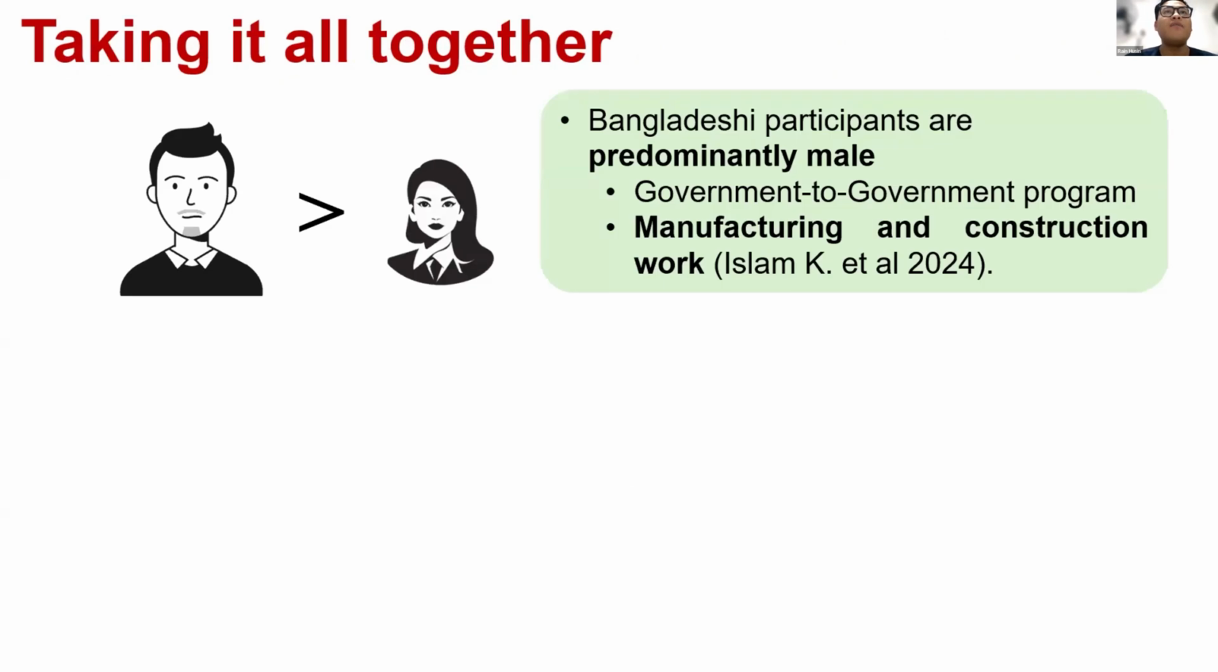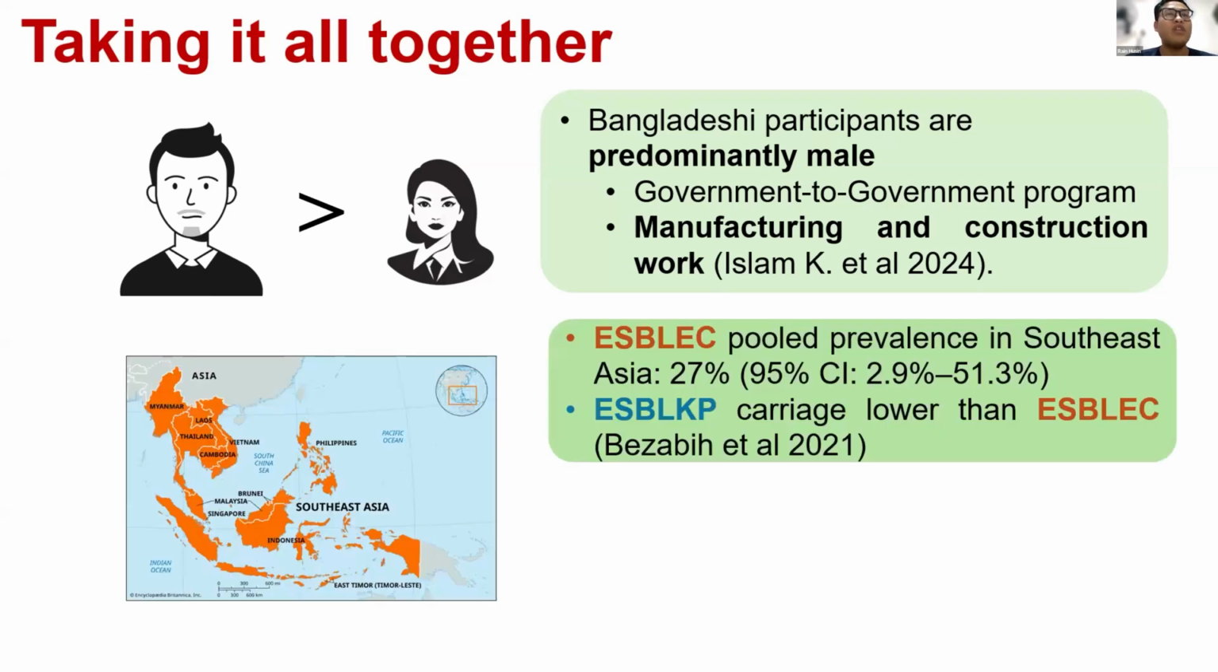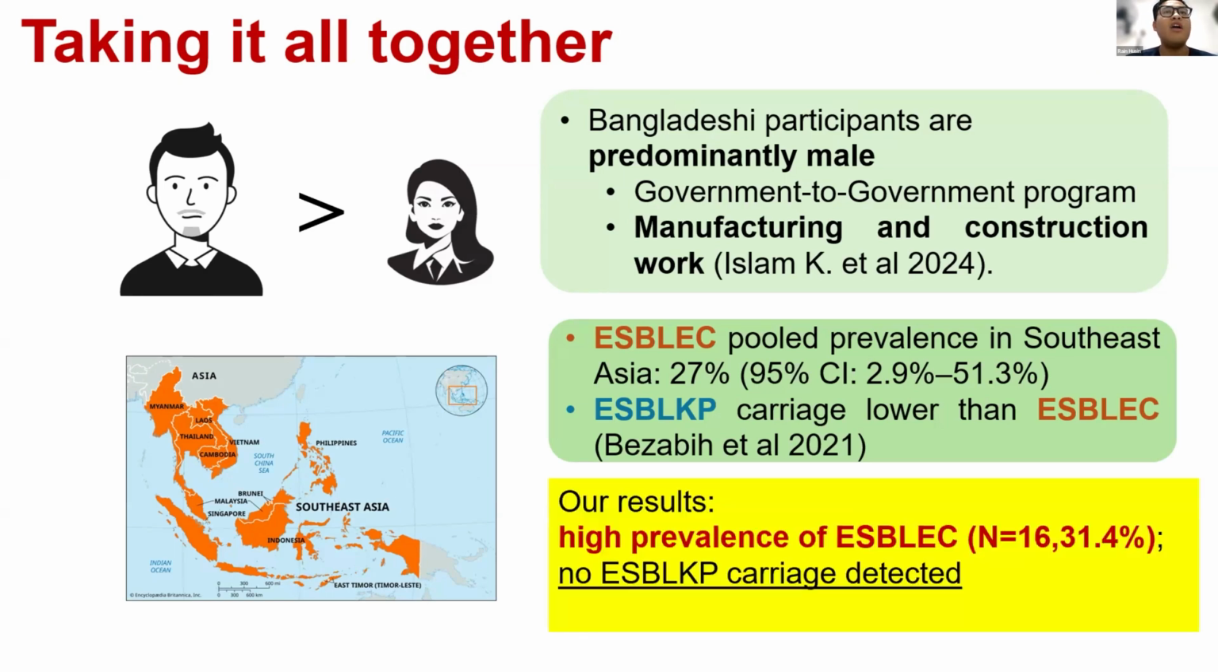Now, as a conclusion for all the findings that we have, we found that Bangladeshi participants are predominantly male, maybe due to the government program that focuses on manufacturing and construction work. Based on the literature review, ESBL-EC pooled prevalence in Southeast Asia is usually around 27%, and the carriage of ESBL-KP is usually lower than ESBL-EC, which mimics our result, where we found a very high percentage of ESBL-EC with no ESBL-KP carriage detected.